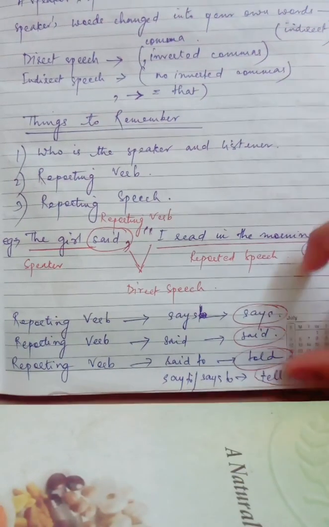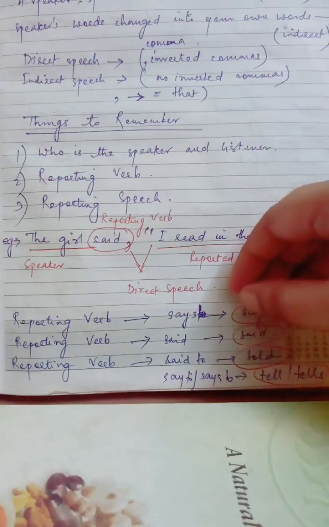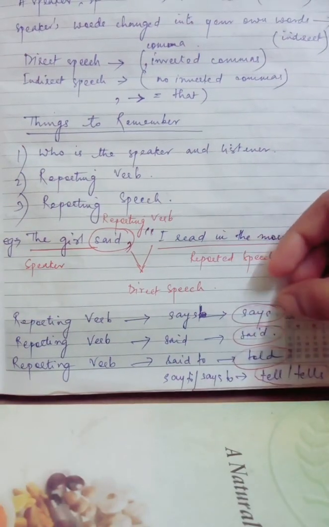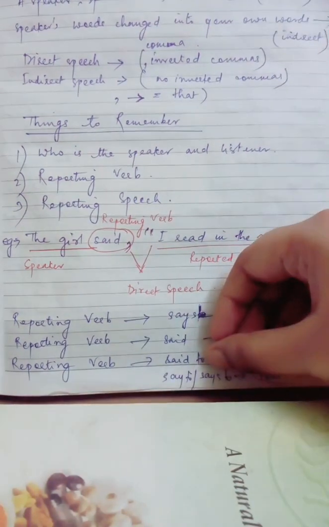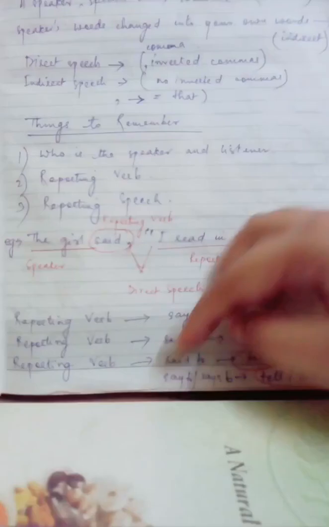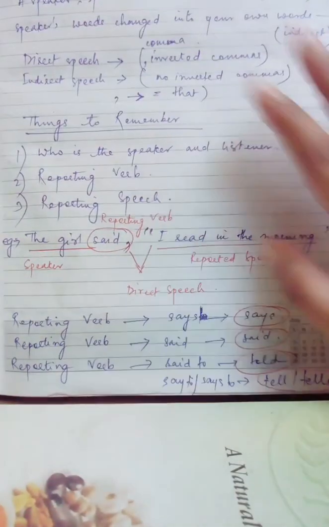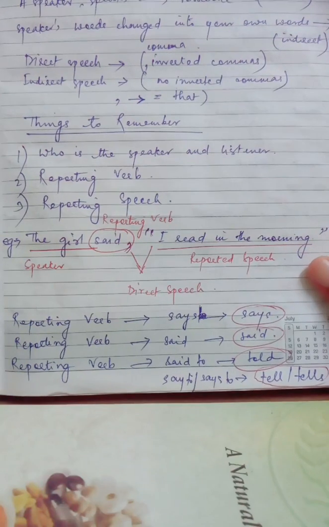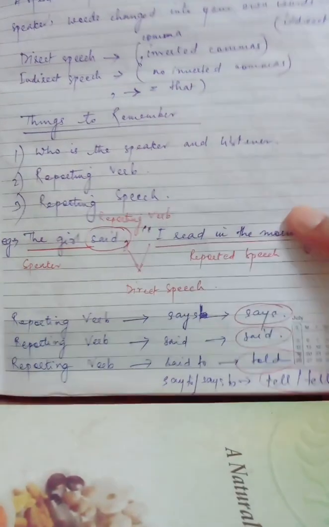So keep remember this, don't forget, don't make mistake regarding this. If your reporting verb in direct speech is says, in indirect speech it remains as says, said remains said, said to will change into told, say to, says to will remain as tell and tells. So this is the first step we have learned regarding direct indirect speech, where the reporting verb changes. How and where we have just discussed, right?